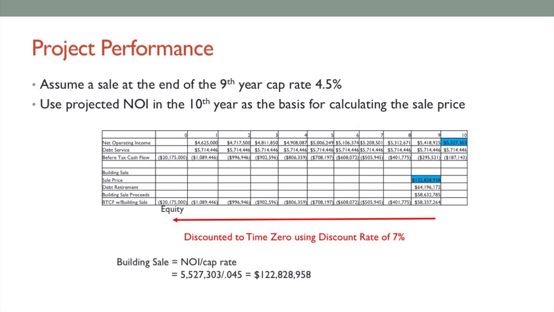So I'm discounting it to now, to time zero. That's what we're looking at. What is it worth today? And I'm using a 7% discount rate. The discount rate represents the opportunity cost and the risk associated with the investment. You can think of it as, what would be a safe investment the developer could make as opposed to putting money into this project. So I have this set up.